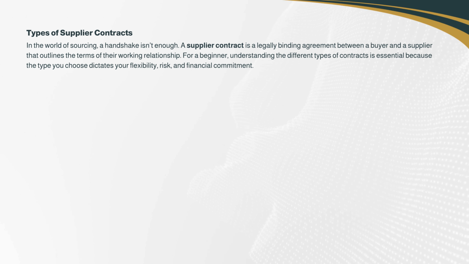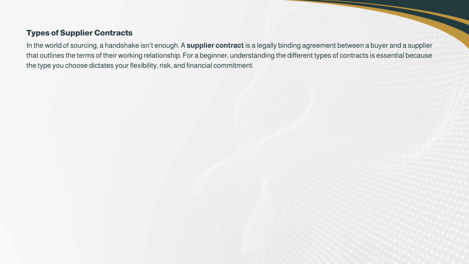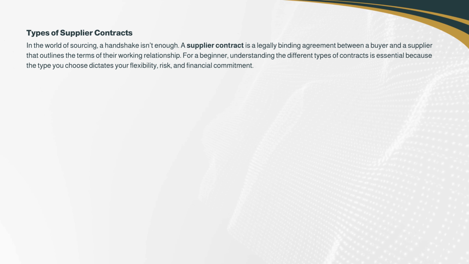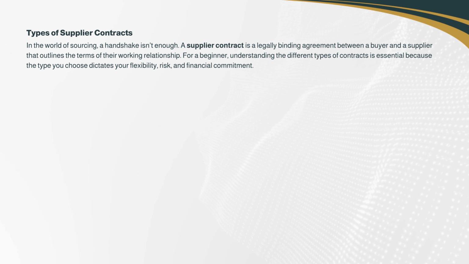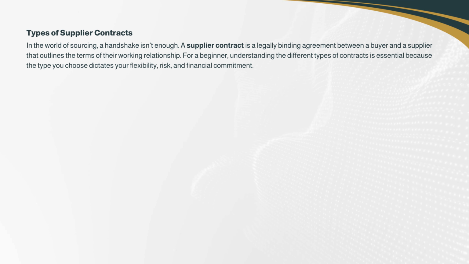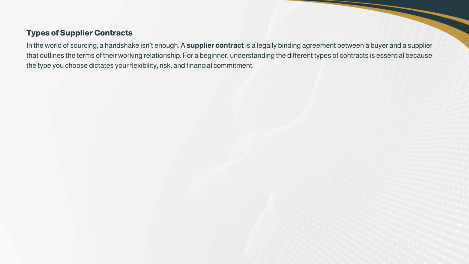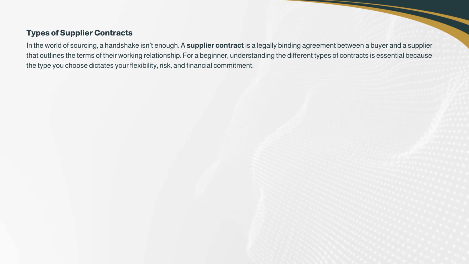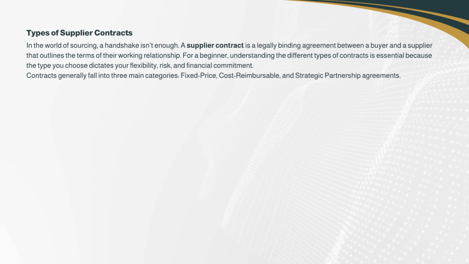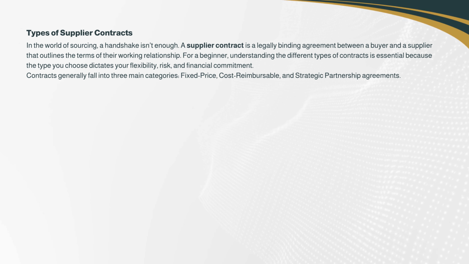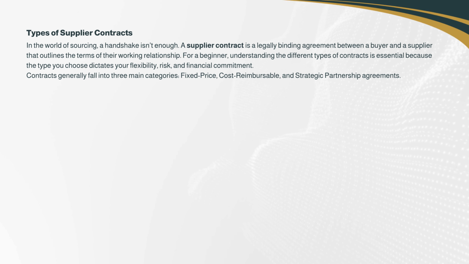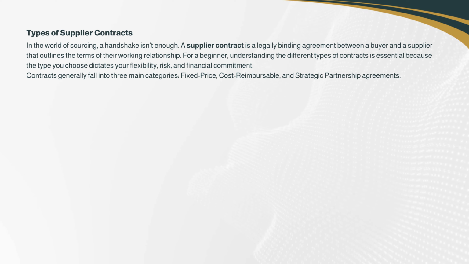Types of supplier contracts. In the world of sourcing, a handshake isn't enough. A supplier contract is a legally binding agreement between a buyer and a supplier that outlines the terms of their working relationship. For a beginner, understanding the different types of contracts is essential because the type you choose dictates your flexibility, risk, and financial commitment. Contracts generally fall into three main categories: fixed price, cost-reimbursable, and strategic partnership agreements.